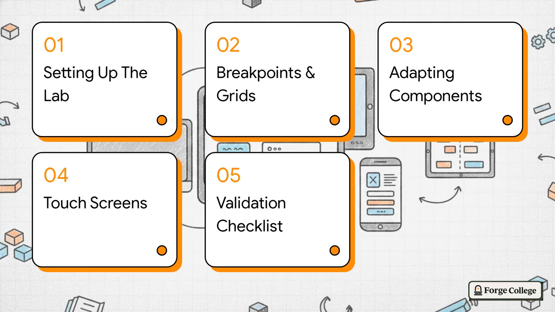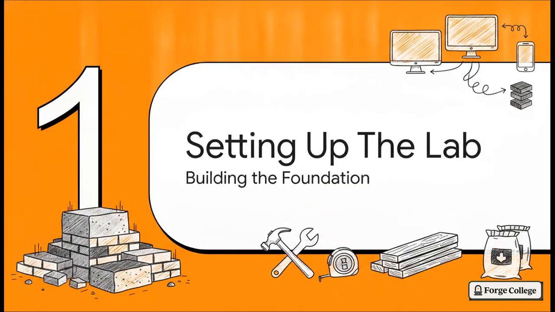And here is our experiment protocol for today's explainer. First up, we've got our lab setup. Second, we're mapping out breakpoints and grids. Third, we'll test component adaptation. Fourth, we're tackling touchscreens. And finally, number 5, we'll run through our prototype validation checklist. Let's get right to it. Number 1, setting up the lab.